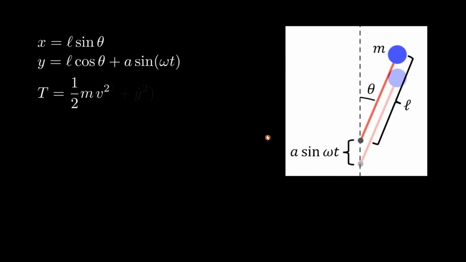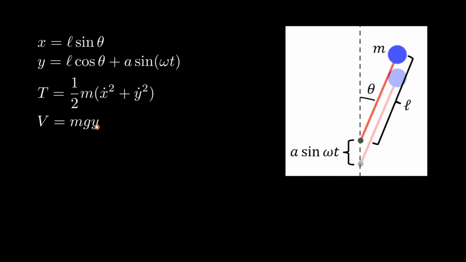Now let's do the math. We know that x can be modeled as L sine theta, and y is simply L cosine theta plus this a sine omega t term. Then the kinetic energy is just 1/2 mv squared, and because we only have one mass particle in this whole system, we can just write v squared as x dot squared plus y dot squared, where x is this and y is that. Perfect.